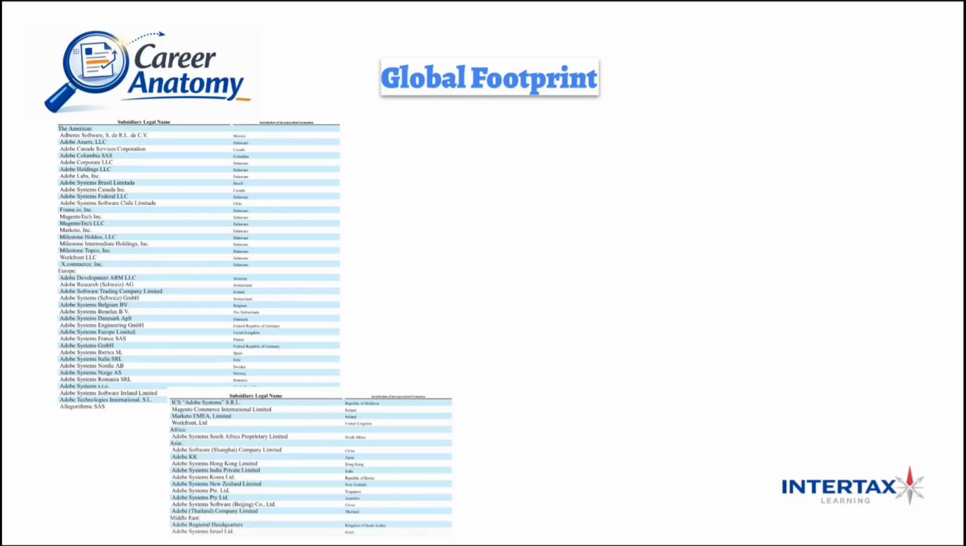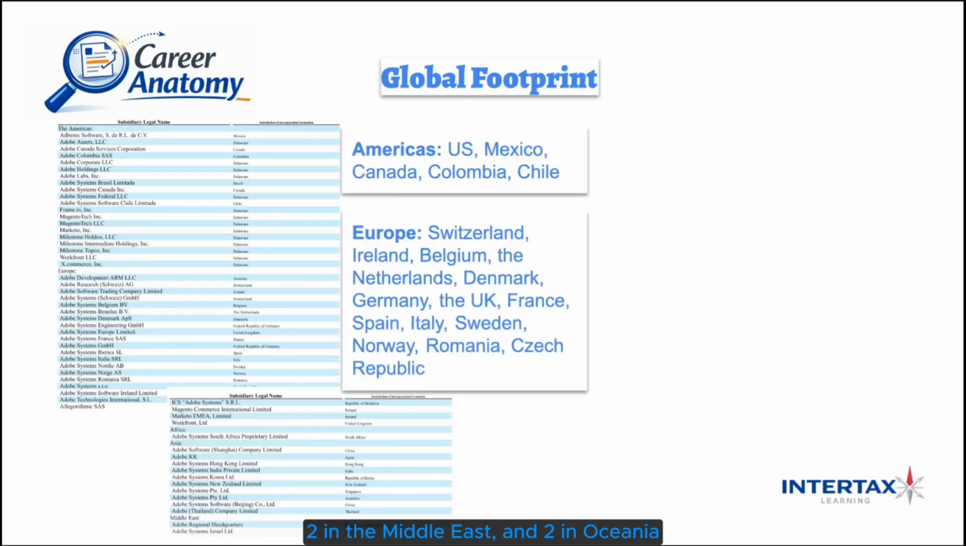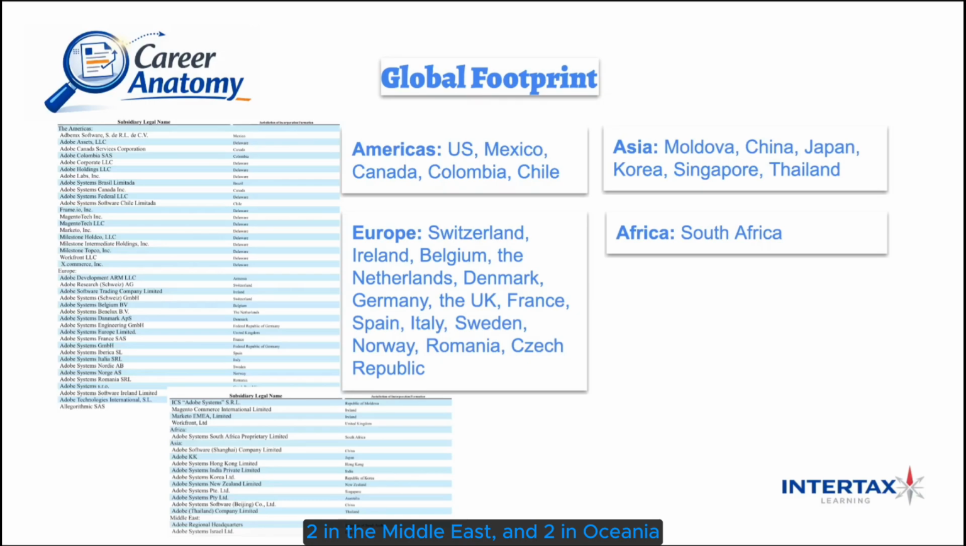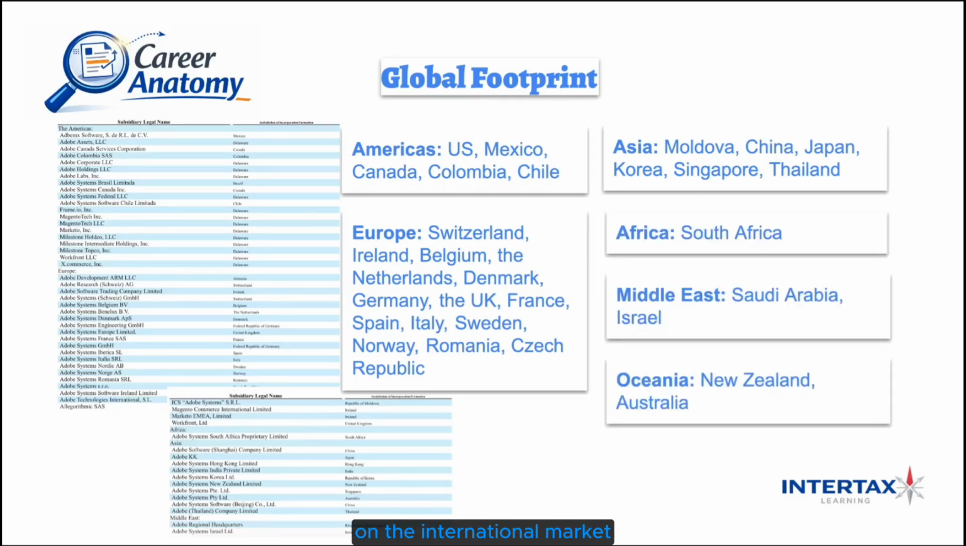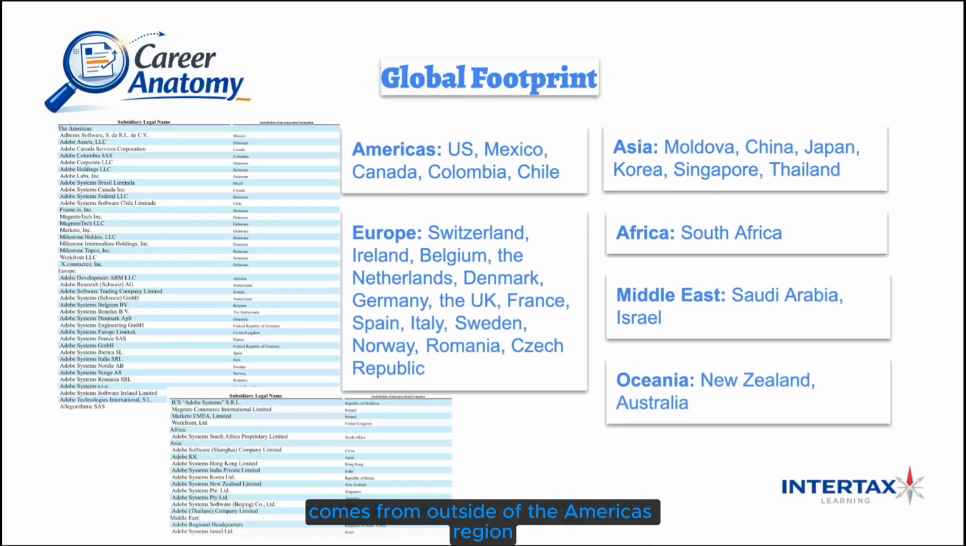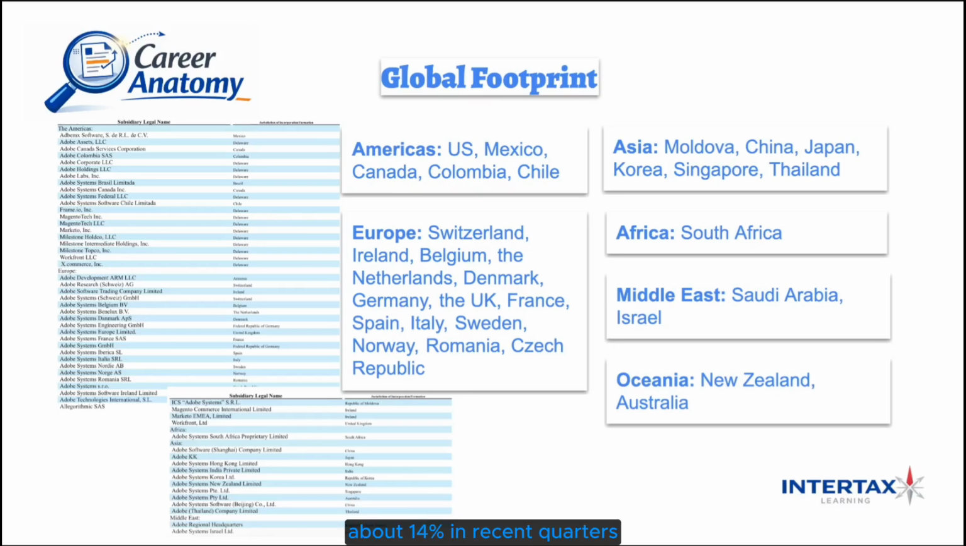truly impressive. If you look at Adobe's corporate structure, you see how many legal entities are there around the world. 5 in Americas, 14 in Europe, 6 in Asia and Eurasia, 1 in Africa, 2 in the Middle East, and 2 in Oceania. That just shows how much of Adobe's revenue is dependent on the international market. Roughly 40% of Adobe's revenue comes from outside of the Americas region, with EMEA alone contributing 26% and Asia about 14% in recent quarters. Moving on to the job posting.